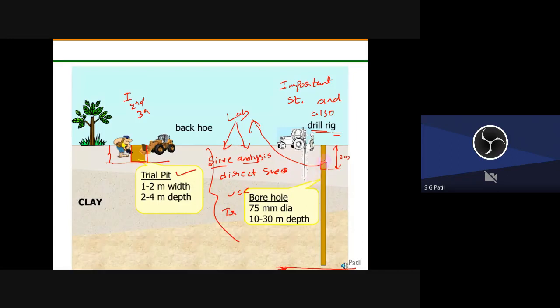For the time being, just remember that at different depths we will collect the soil samples. This is sample 1, this is the second sample, this is the third sample, and this is the fourth sample. Like that, at different depths you will collect samples, and then we will do the tests and assess the properties of the soil. So this is the broader picture of soil exploration through a drilling mechanism and also through a trial pit mechanism.